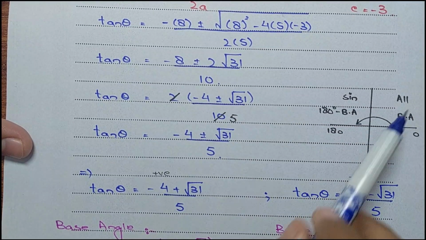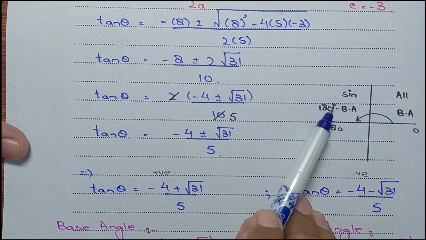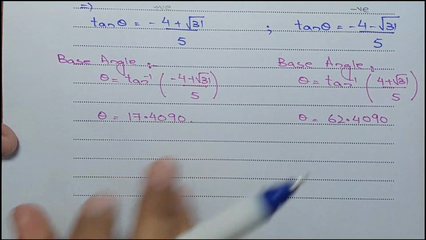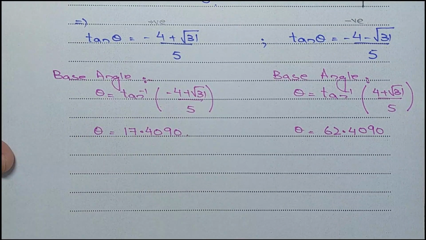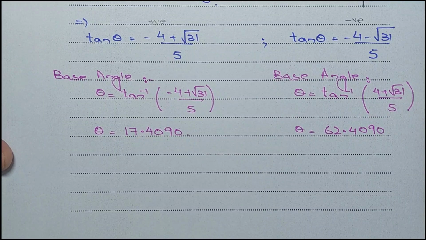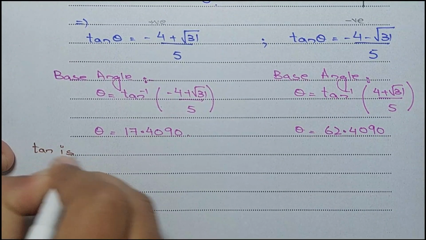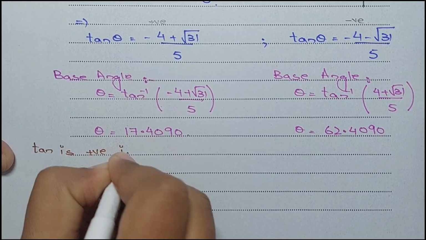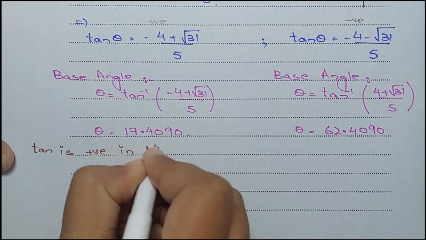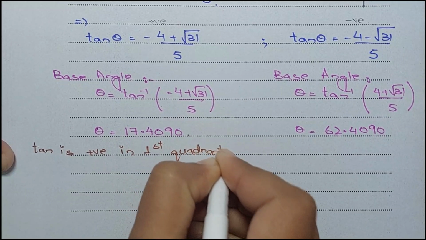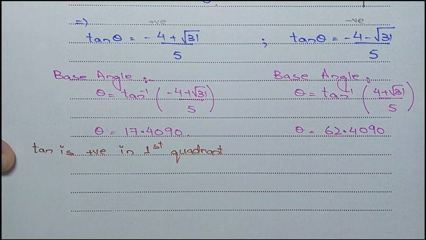Okay, now tangent is positive in the first quadrant and negative in the second quadrant, according to the domain from 0 to 180 degrees, right? So this equation says tangent is positive. So here we can say tangent is positive in the first quadrant. When you go from 0 to 180 degrees, tangent is positive in the first quadrant.